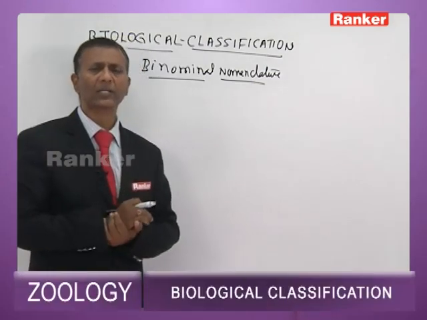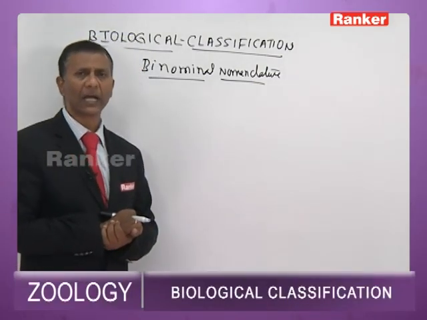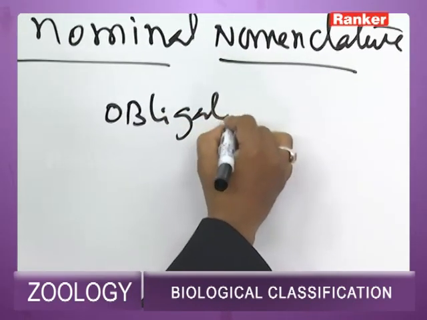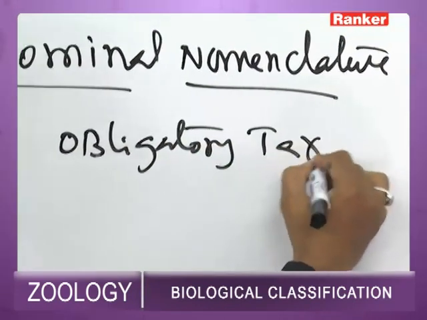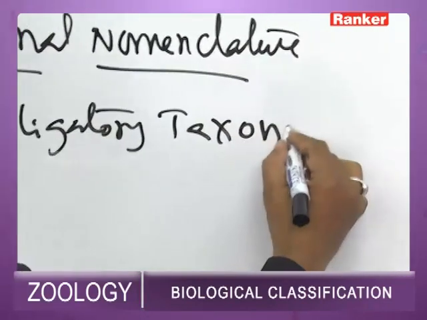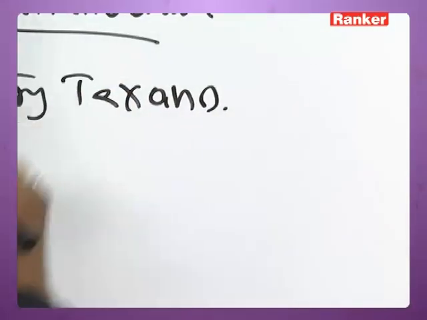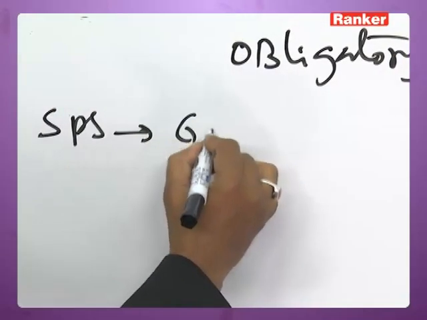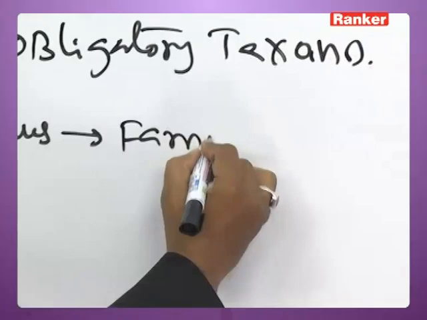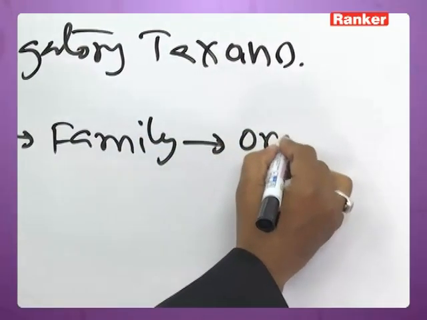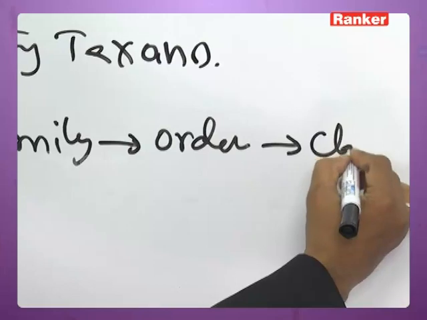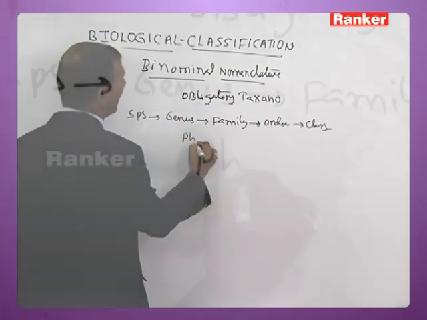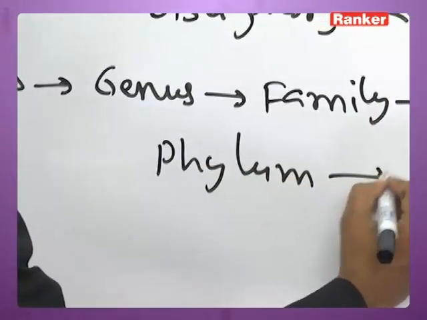Among various taxons, 7 taxons are considered obligatory taxons. Okay, what are they? Species, genus, family, order, class, phylum, kingdom.